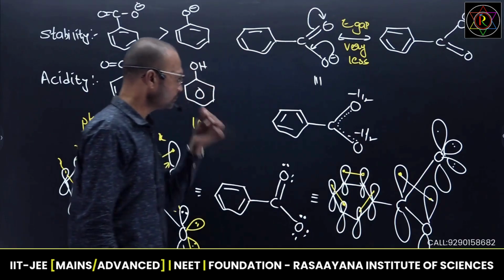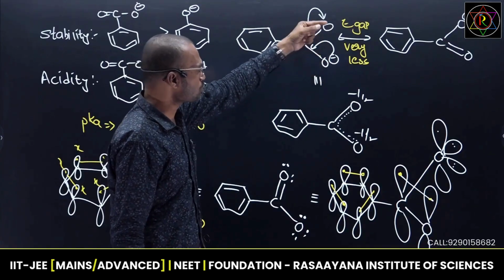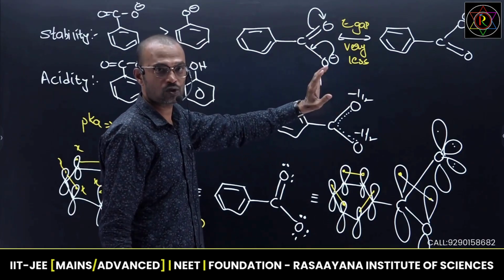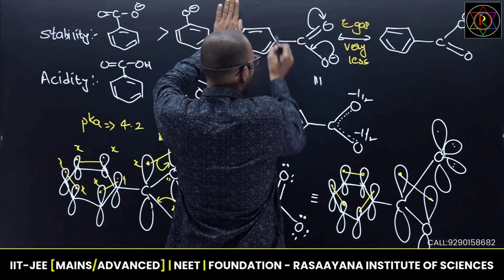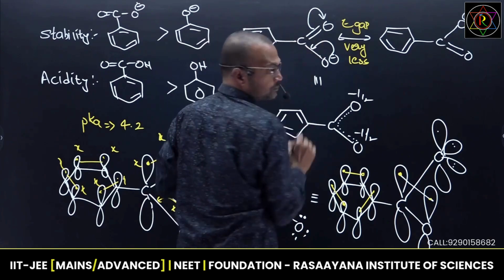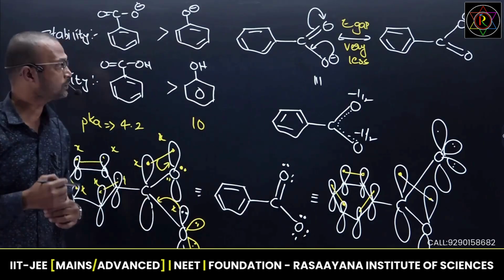So I can say that this O minus is shared by this oxygen as well as this oxygen, distributed by minus 1 by 2. So finally, this benzene conjugation never affects this conjugation. See, here two types of conjugations are there. One more concept is there, cross conjugation.